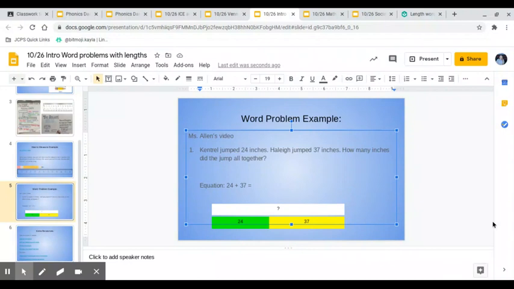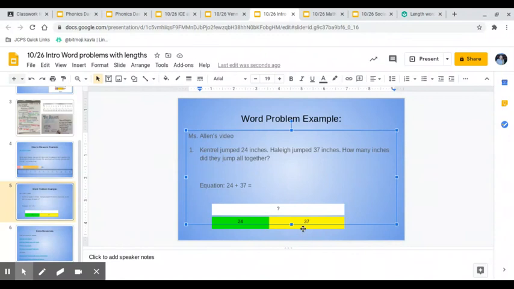Okay, guys, so this is an example of showing you how to solve word problems using your links. So this says, Kentrell jumped 24 inches, Haley jumped 37 inches. How many inches did they jump all together? So what you're going to do is first add your two numbers together.